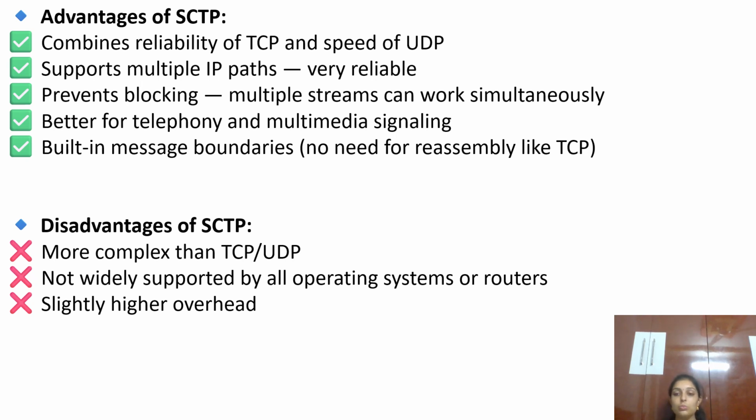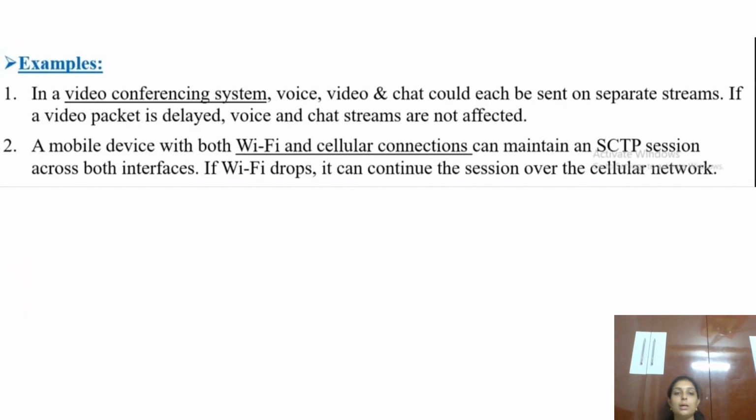Disadvantages of SCTP: it is more complex than TCP and UDP, it is not always supported by all operating systems, and it has slightly more overhead. These are the main disadvantages of SCTP, but it combines the features of TCP and UDP. Next examples are video conferencing systems and Wi-Fi cellular connections.